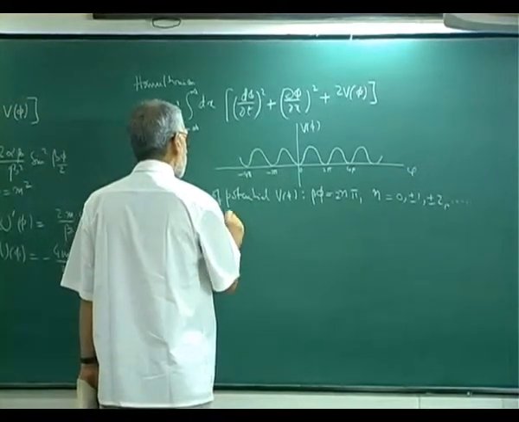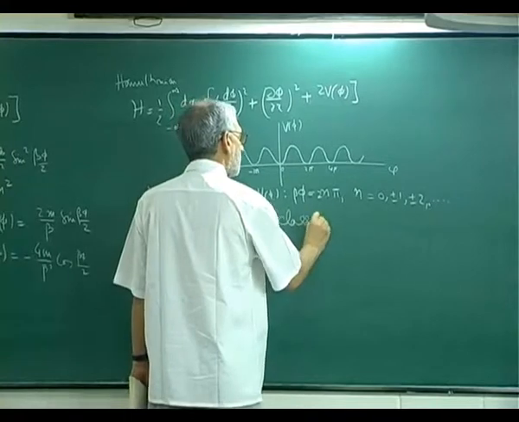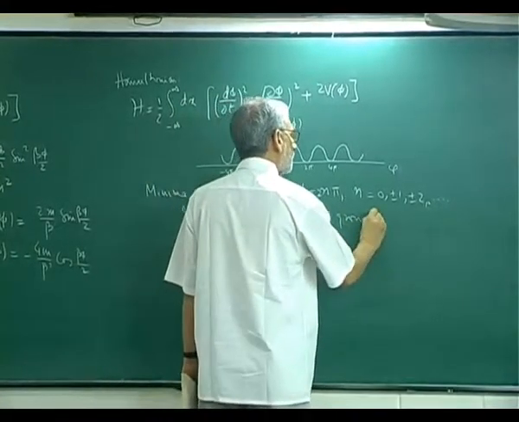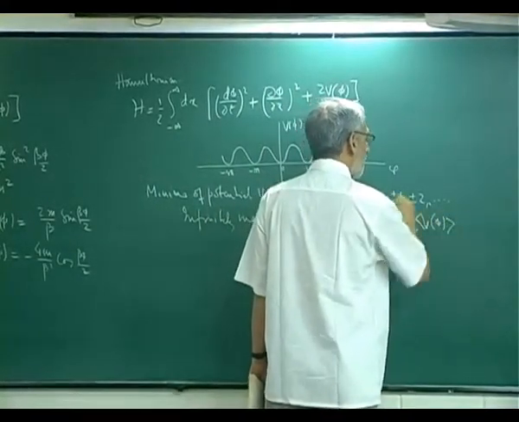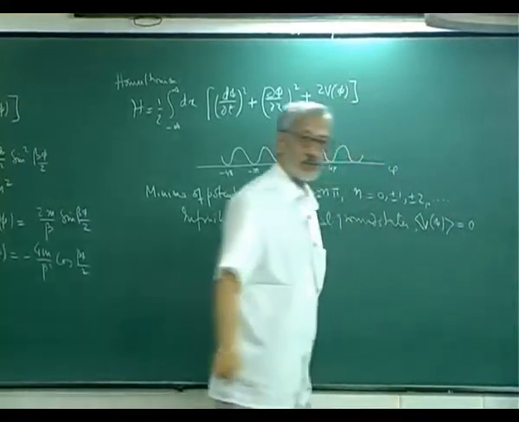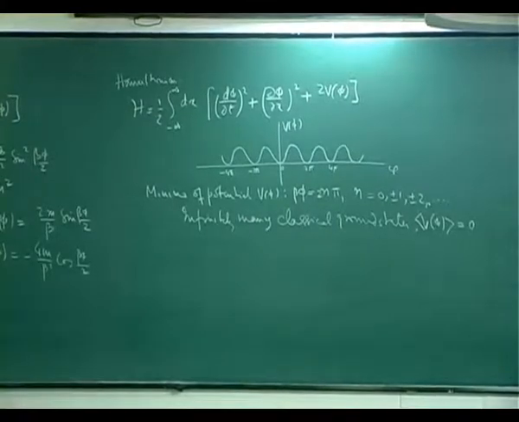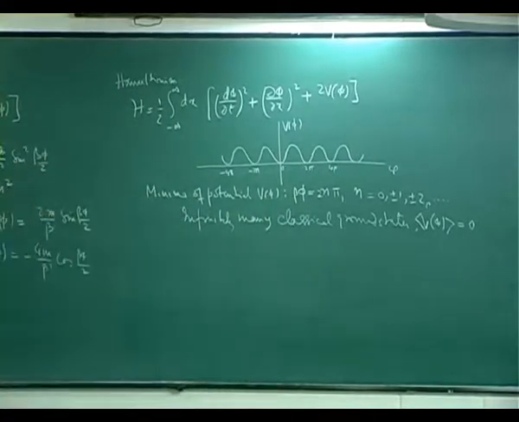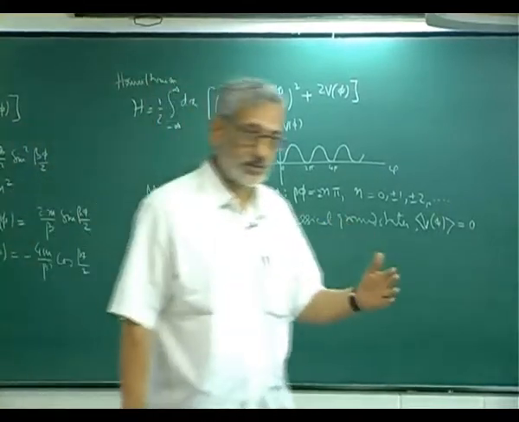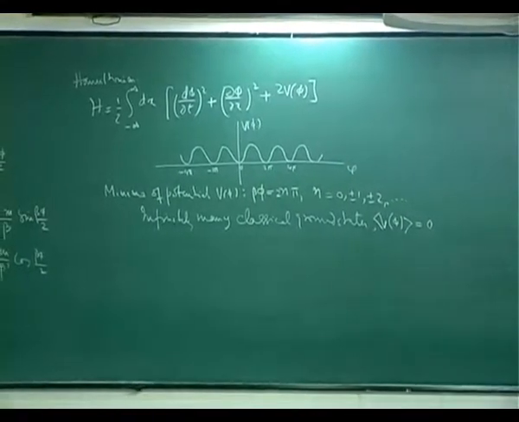Infinitely many classical ground states, where for all these values V(phi) is 0 and it's the minimum of V(phi). So we have classically many degenerate ground states. Degenerate means they have the same potential value. So each one of them is classically as good as any other as a ground state.